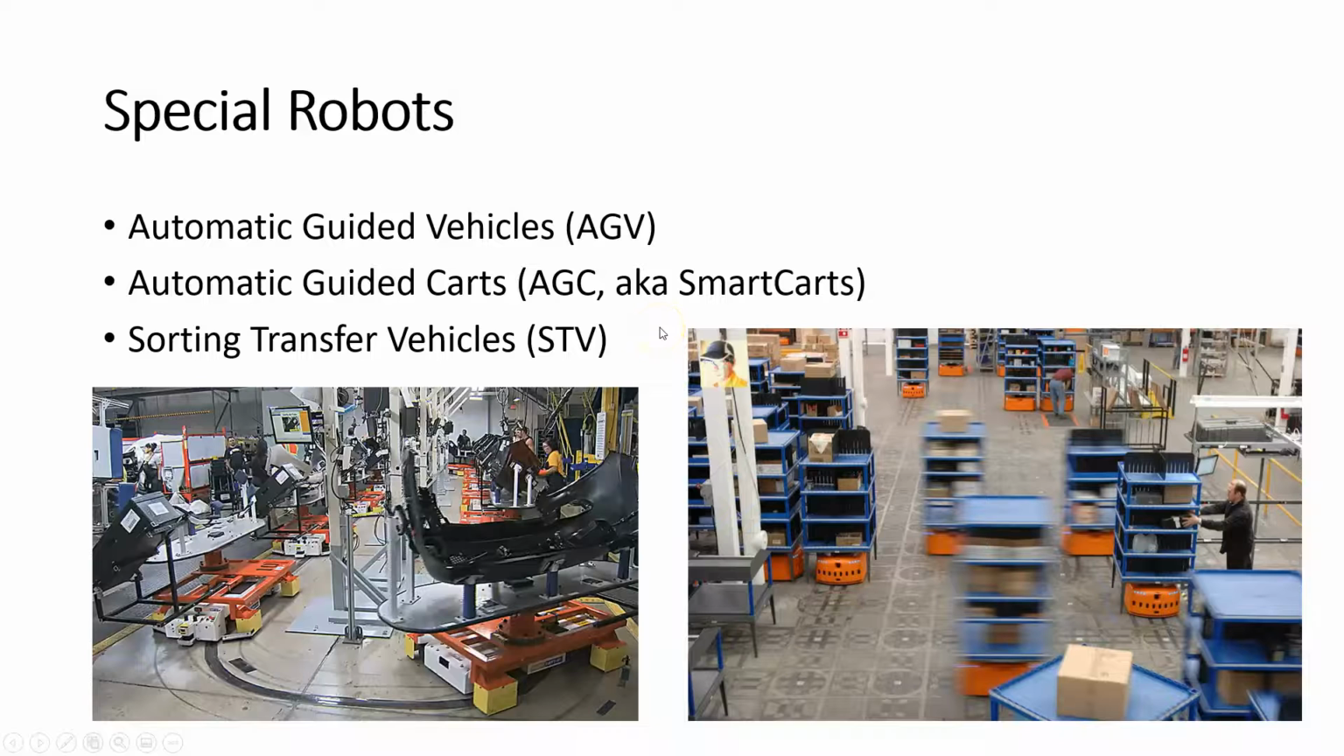All right. So let's look at some special robots now. These are still robots, right? But they are going to be kind of unconstrained. In many ways, a lot of these robots are going to be moving, in the sense of they're changing their location, not just moving their arms and stuff. So we have 3 different types. We have the automatic guided vehicles, or AGVs. We have automatic guided carts, AGC, or smart carts. And then we have sorting transfer vehicles, STVs.